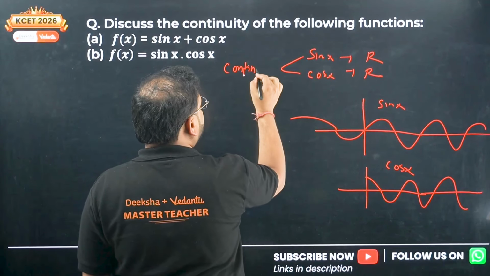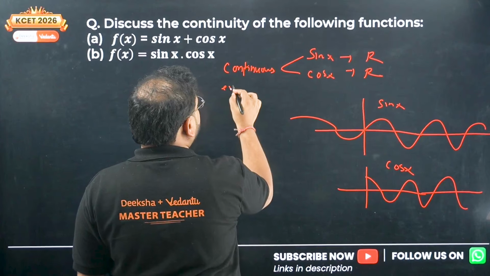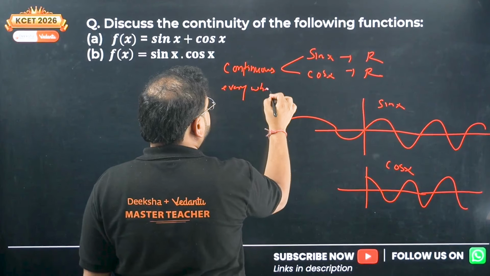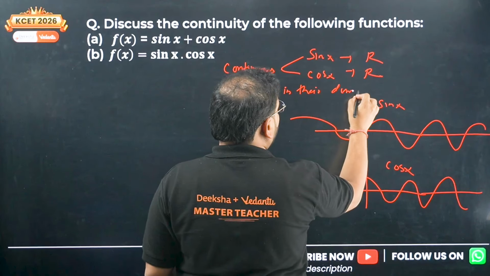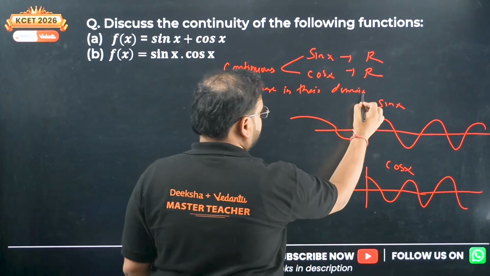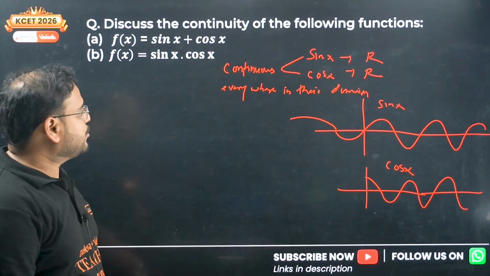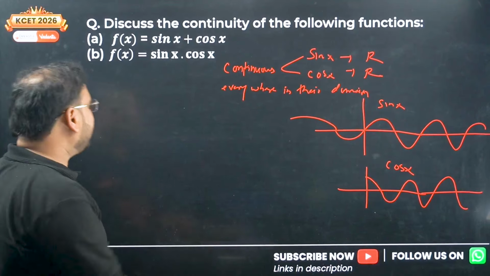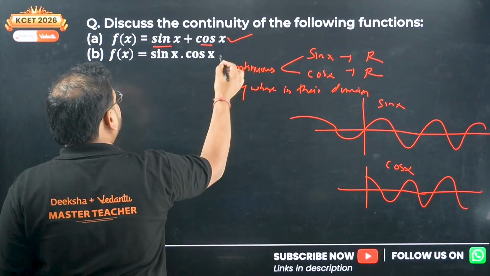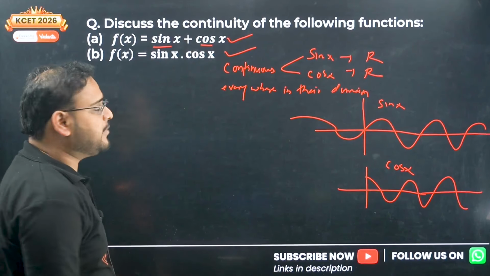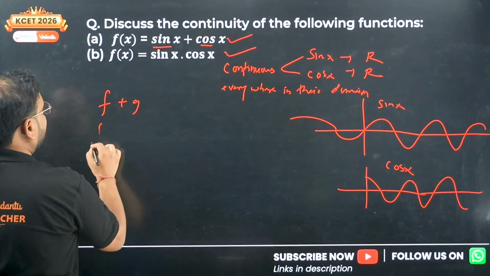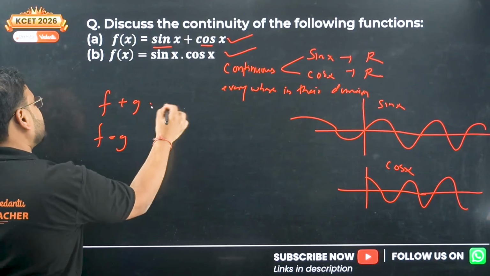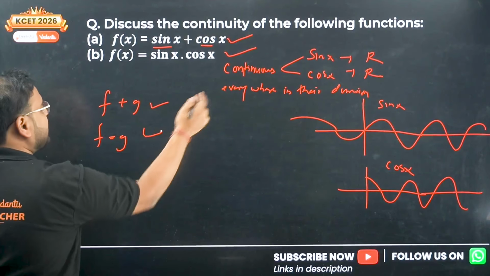Continuous everywhere in their domain. Am I right? Yes. So if they are continuous everywhere in the domain, then their sum will be continuous, and their product will also be continuous. F plus G and F into G will also be continuous in the entire domain. Getting my point? Yes. Next.